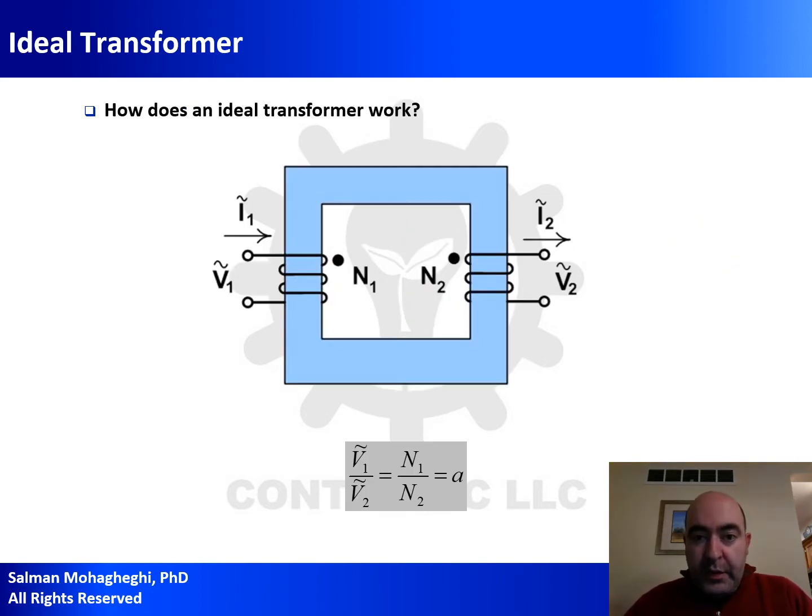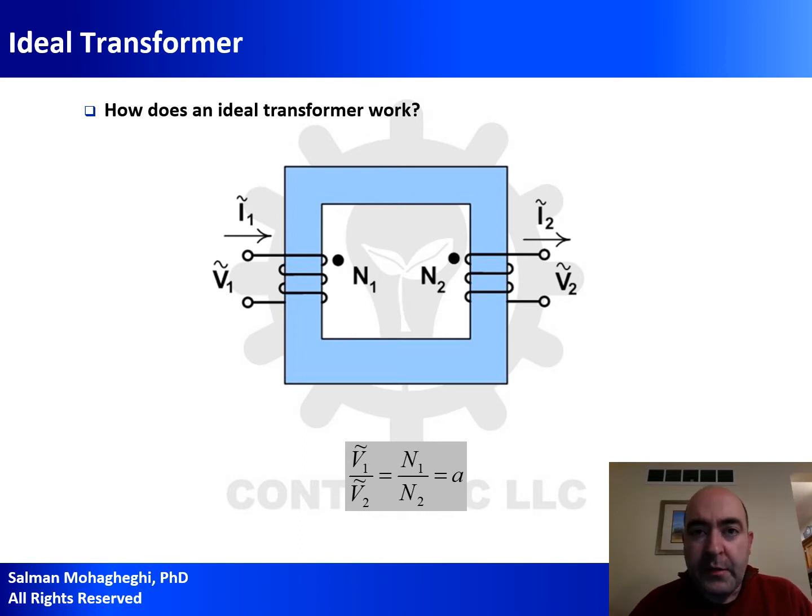Okay, now we're ready to analyze an ideal transformer. A transformer in general consists of two very important elements. One is the magnetic core, and the other one, two windings. These two windings, we refer to them as primary and secondary.